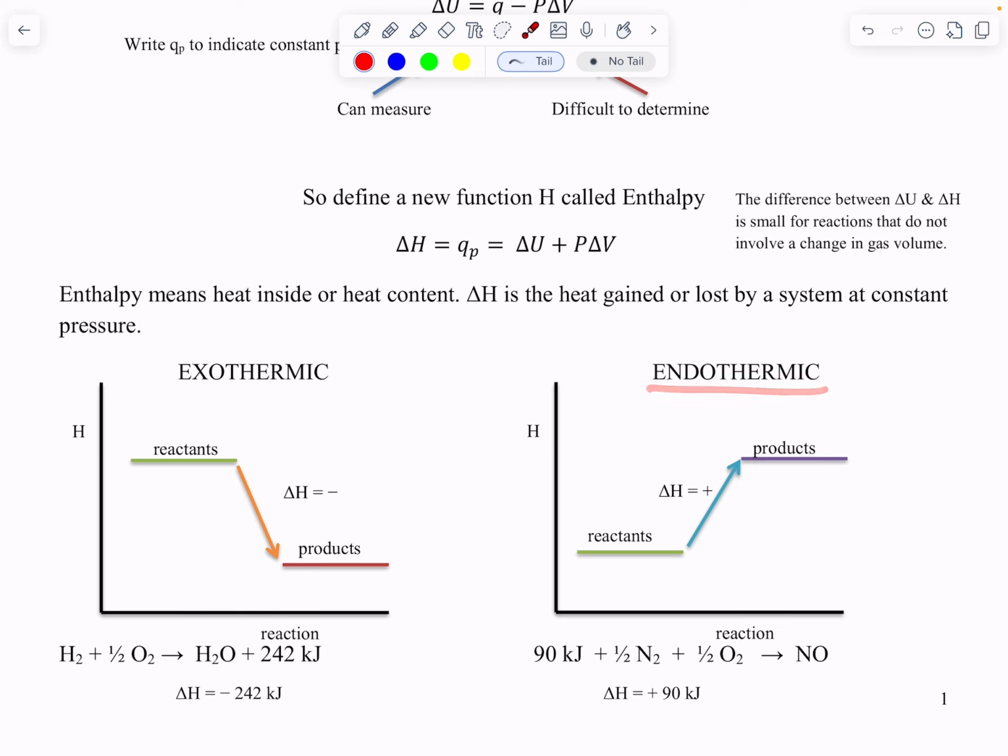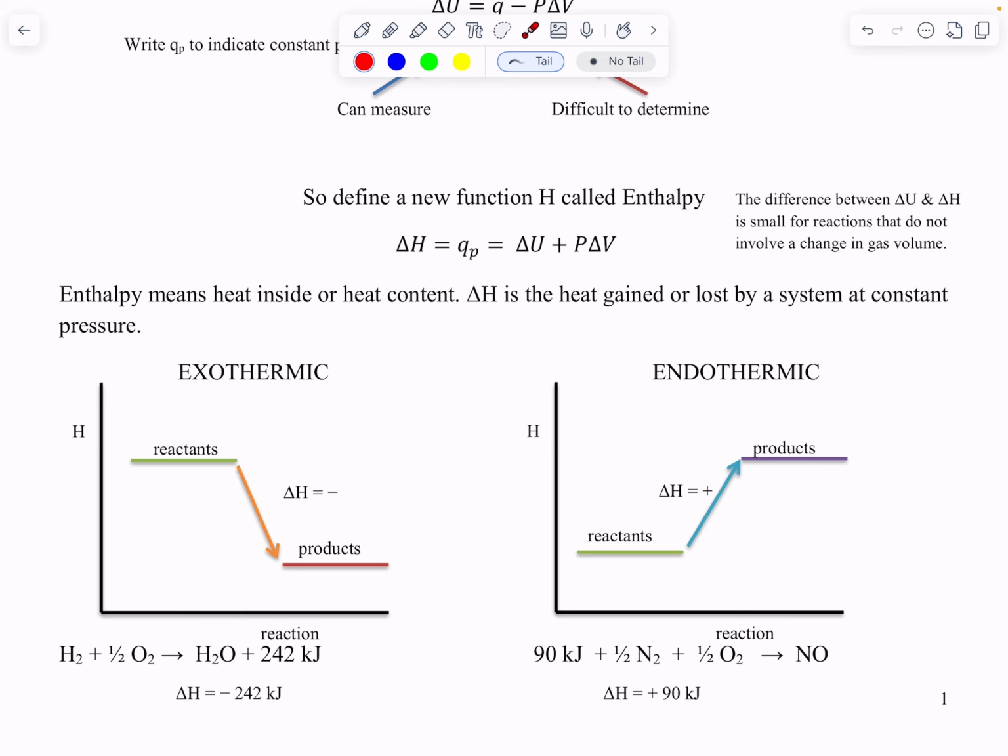Endothermic is the opposite. Your reactants are here, your products are there. You need energy to go up. So we got 90 kilojoules of heat added to these two reactants to make your product. And so delta H is positive, and that's an endothermic reaction. So those are the differences.